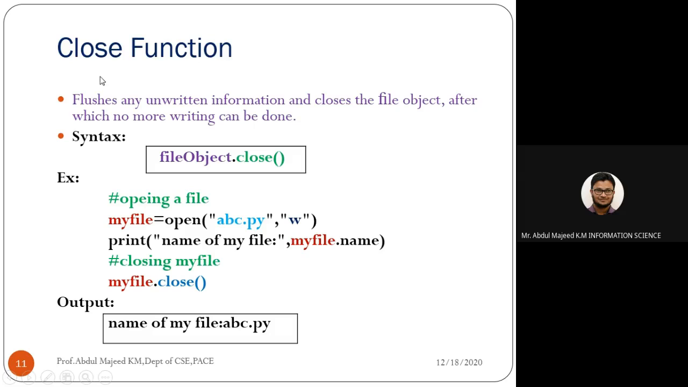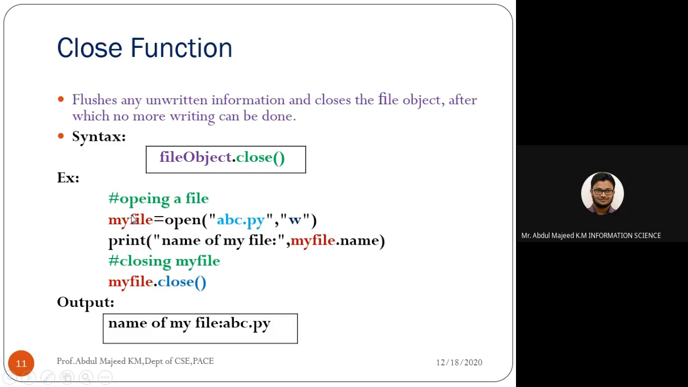Now, after opening a file, you must close that particular file. What is the meaning of closing a file? It flushes any unwritten information and closes the file object, after which no more writing can be done. So it is used to close the opened file. The syntax is file object dot close. Directly you can call the close function along with the file object.